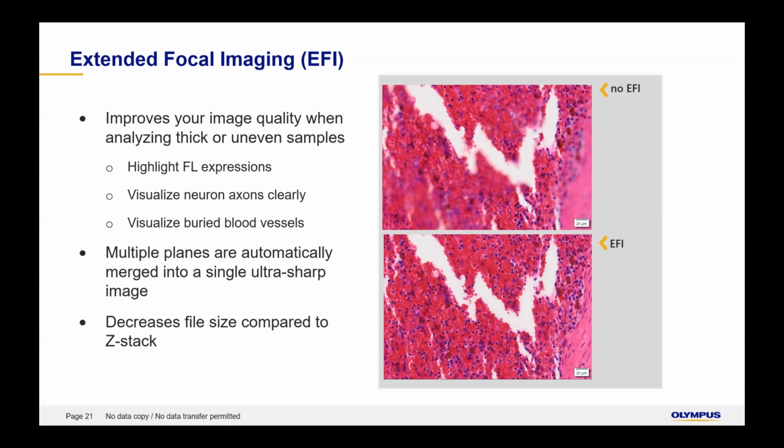This is also something that's very useful when you're imaging multi-channel fluorescence and thicker brain slices, where the labels in different channels could be in completely different planes, as well as having a certain amount of three-dimensionality to the tissue. The EFI provides a clear picture of everything that's labeled within the tissue in a file that's the same size as a single plane image.